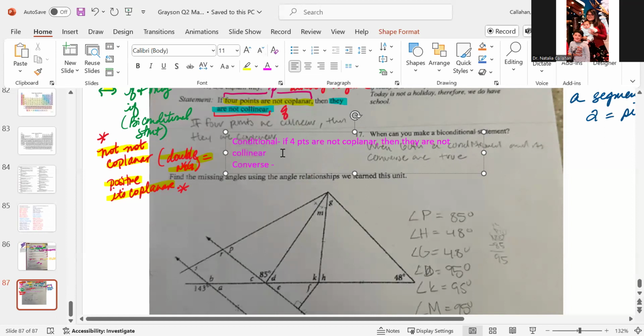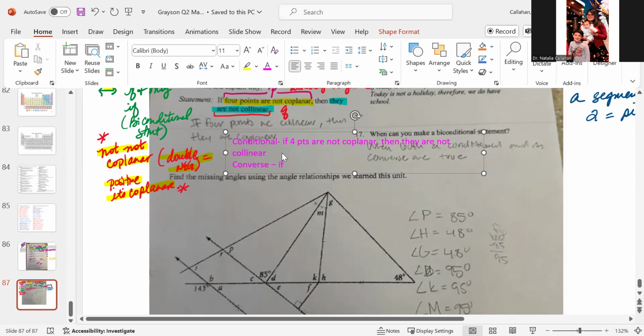If not Q, then not Q. If no. Converse is backwards. There's no not. You gotta memorize this. If P then Q. Okay, so rephrase it. What would you say? If 4 points are not collinear, then they are not coplanar. Yeah, if 4 points are not collinear, they're not coplanar.